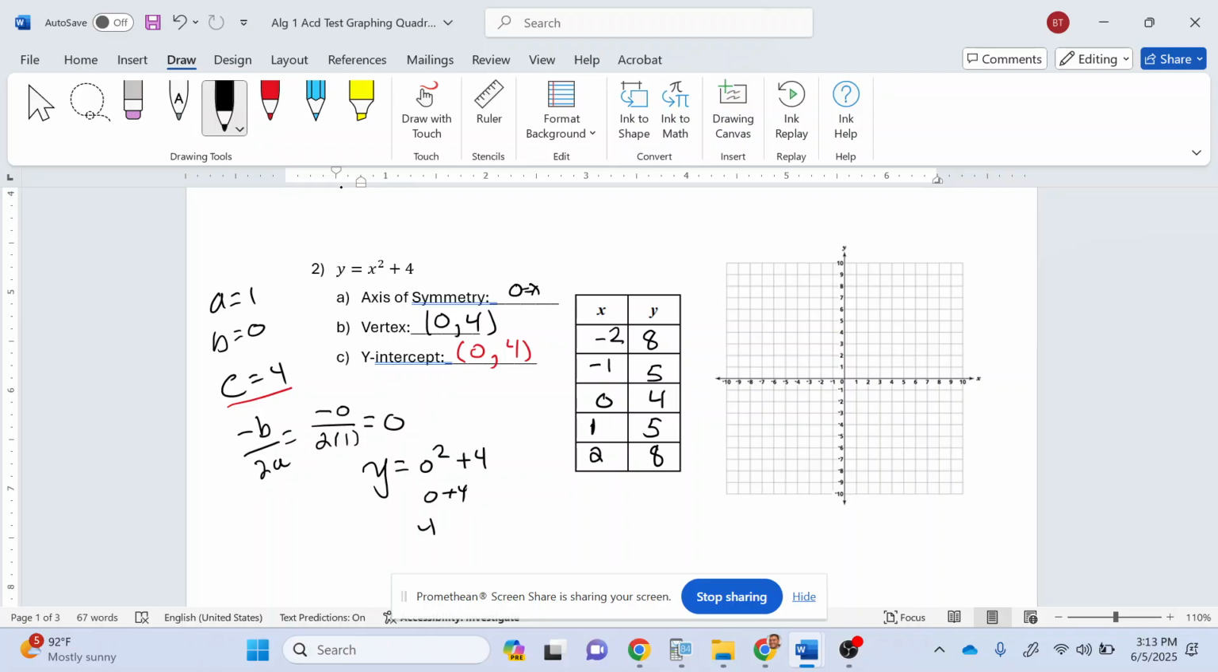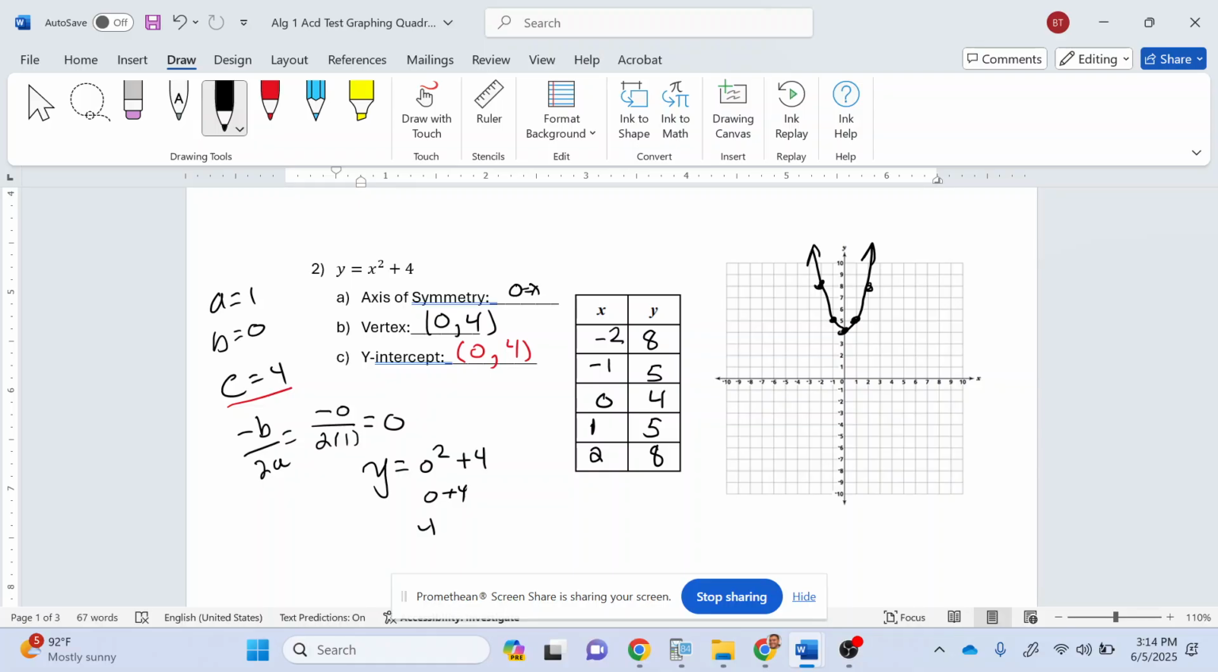Going to graph this out. -2, 8. -1, 5. 0, comma 4. 1, comma 5. 2, comma 8. A U shape, just a little bit higher this time. But otherwise, that's how you do it.